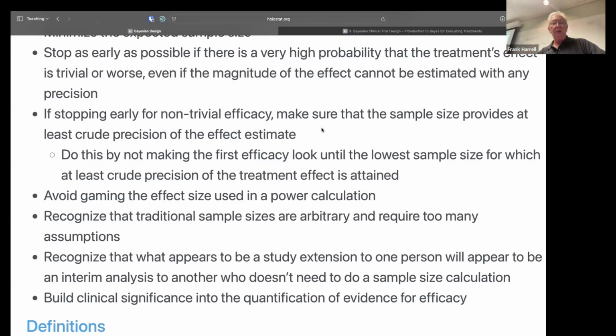Stop early for non-trivial efficacy, and make sure that we don't stop too early, so that we can't estimate how effective it is. This is a criticism of a lot of adaptive designs. This is not an adaptive design. This is just a sequential design. But a lot of adaptive designs choose the best treatment with a good probability, but if you ask how big an effect is it, they can't give you that. So we're trying to prevent that problem.